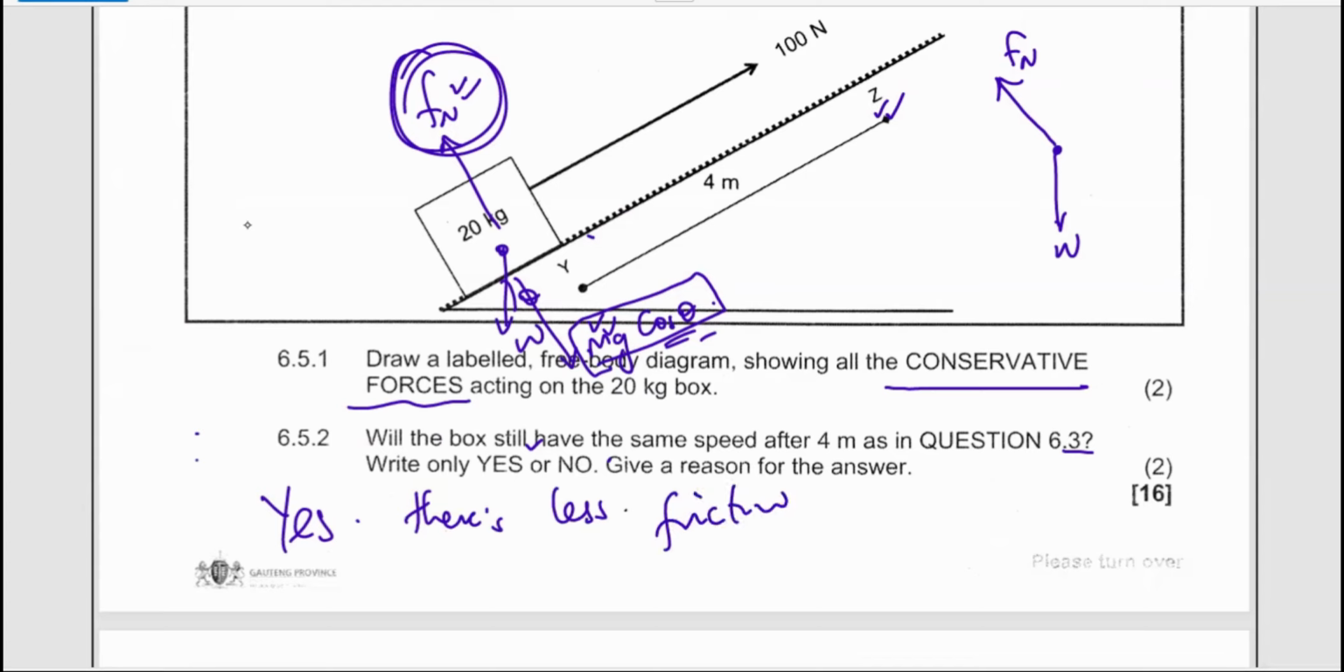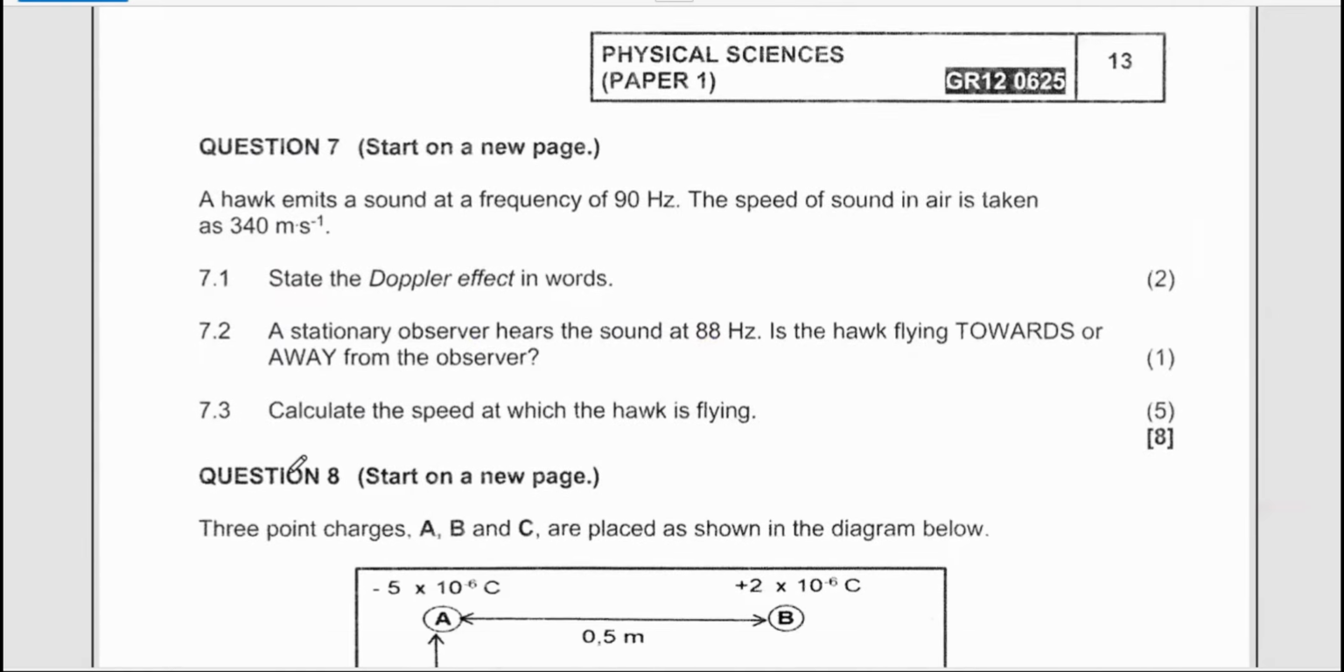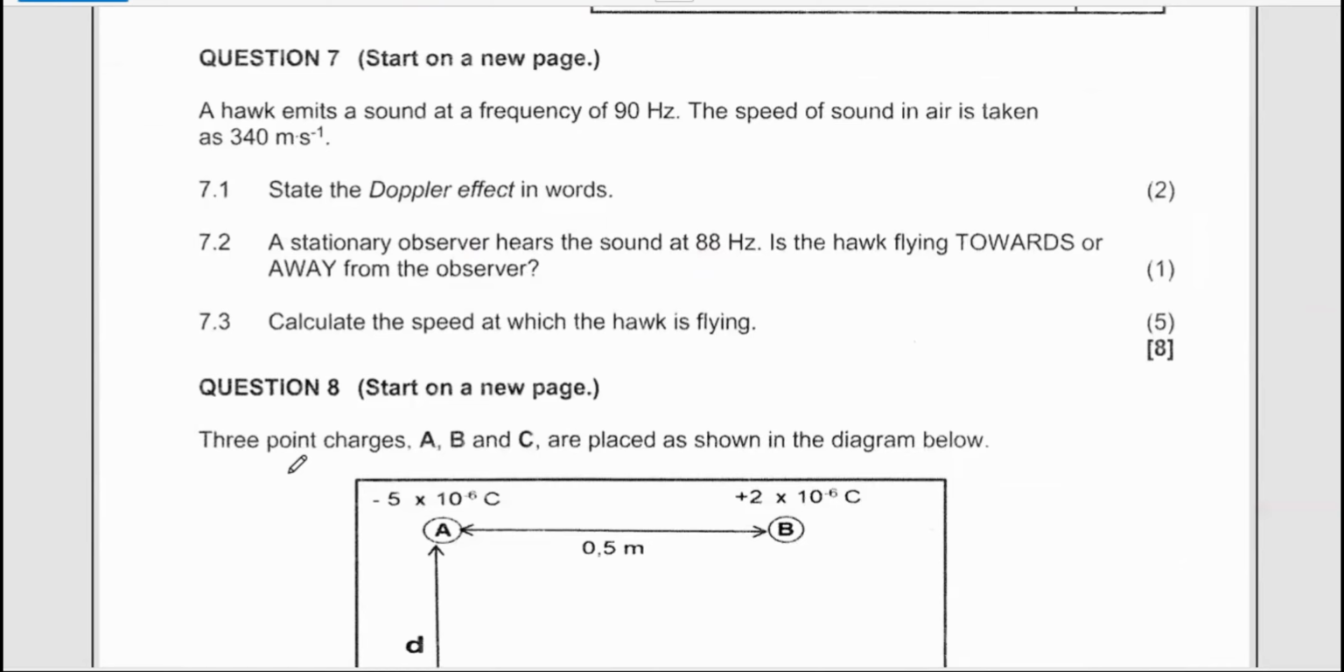So if the friction decreases, meaning that it can even move at a greater distance. Okay, then question number 7: a hawk emits a sound at a frequency of 90 hertz. The speed of sound is 340. Can we state the Doppler effect in words?